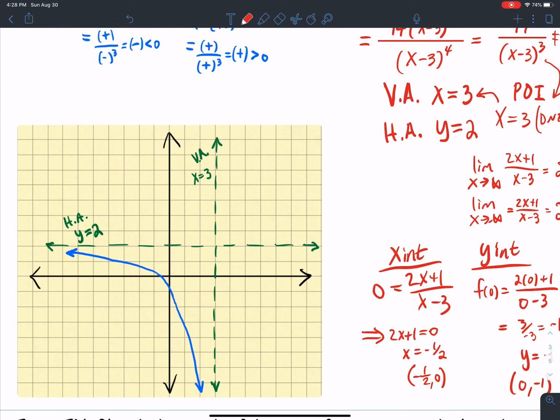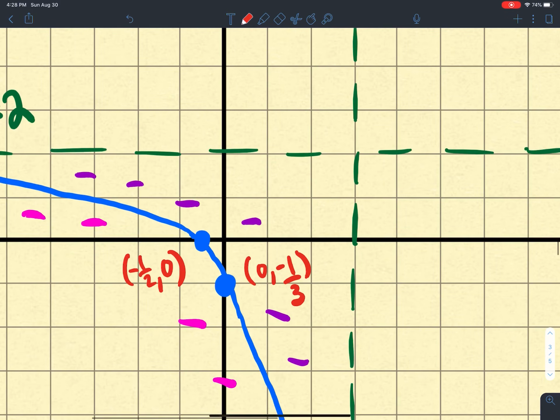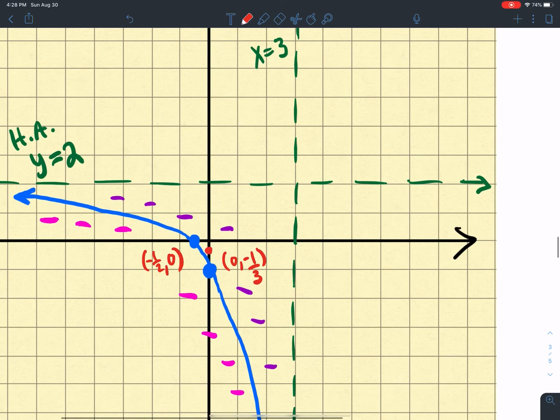Okay? So since we're decreasing, I have negatives. And since we are concave down, I have negatives on this side. Now, my intercepts, I have an x-intercept of -1/2. My y-intercept is negative. Technically, it's -1/3. So keep that in mind. I drew my picture a little wrong, so it should look more like that. Sorry about that.